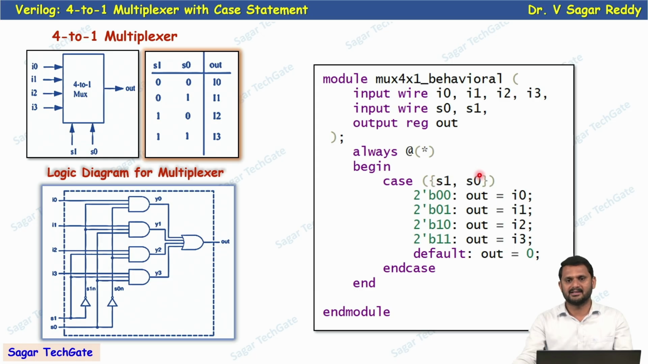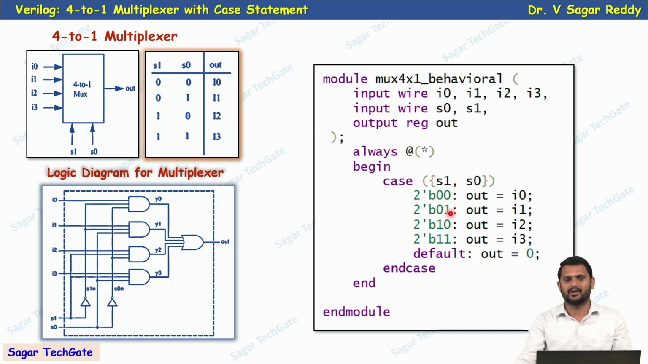Now we concatenate S1 and S0. Here S0 is 1 bit and S1 is 1 bit. If we concatenate, we'll get 2 bits. Now I'm comparing 2'b00. If S1 and S0 is 00, then out equals I0. Directly by using this case statement, we are writing this truth table. Simply by using this truth table, we can write it here.